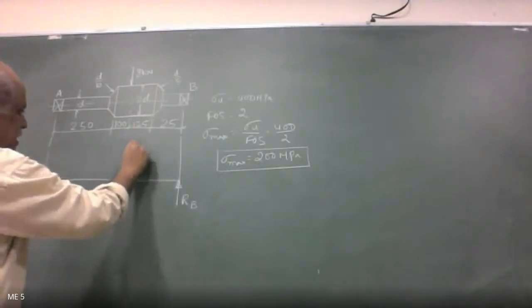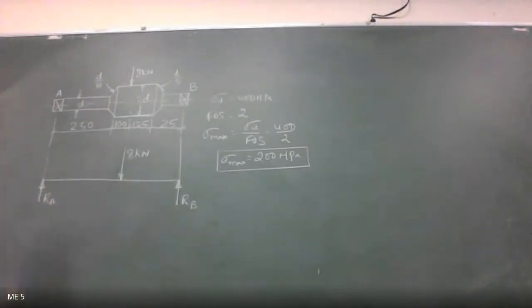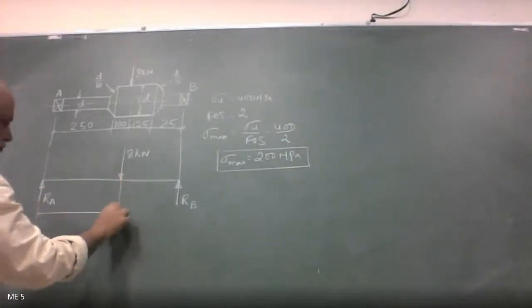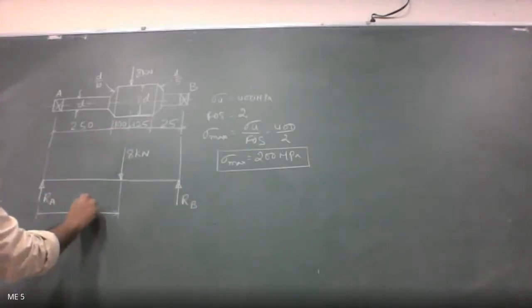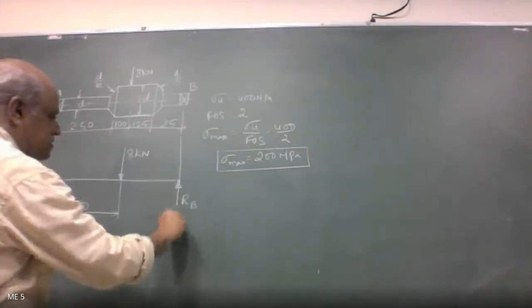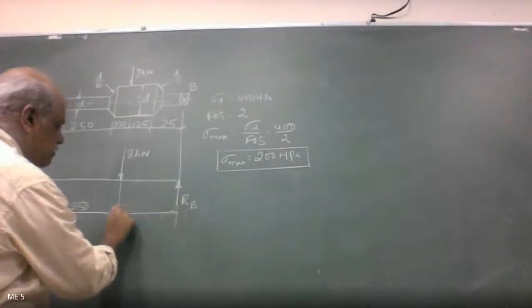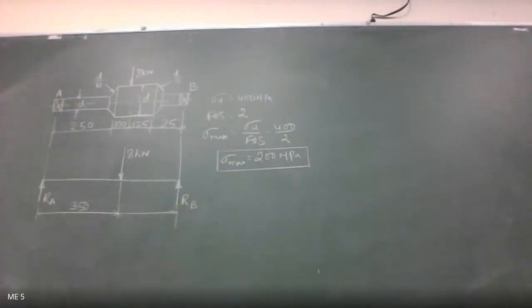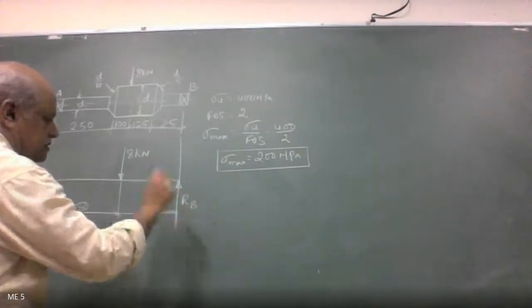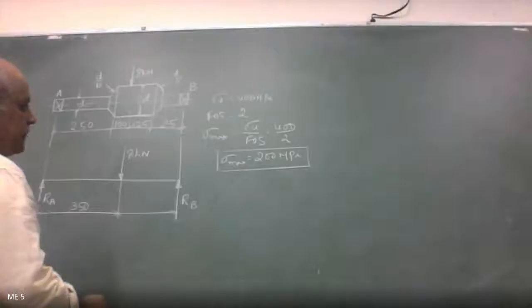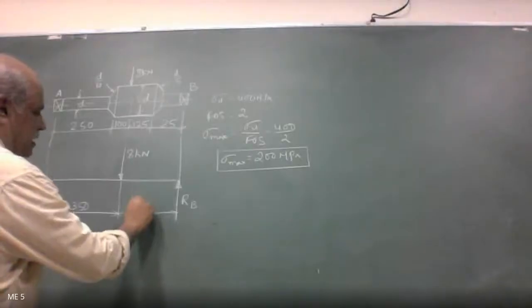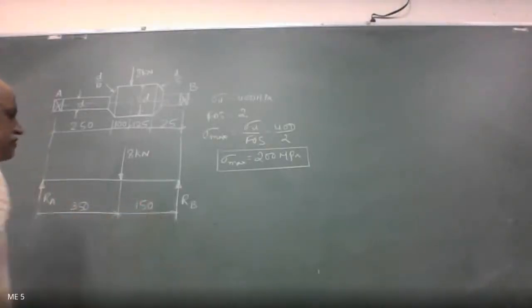The load is 8 kilonewton, and the distance of the load line from bearing A is 250 plus 100, that is 350 mm. And what is this distance to bearing B? Someone please speak out. 150, yeah. So that is 150 mm.